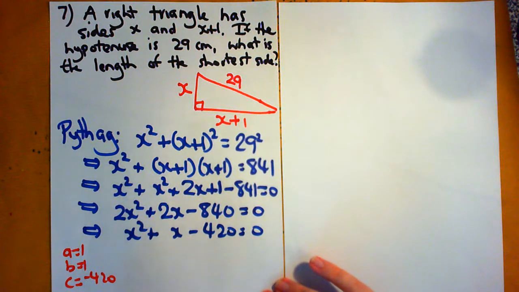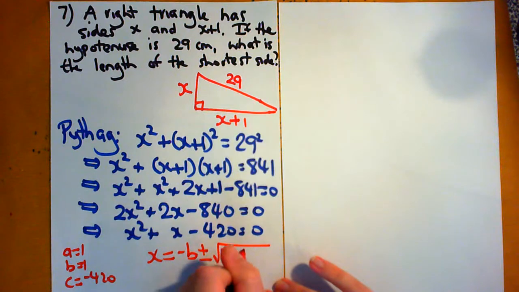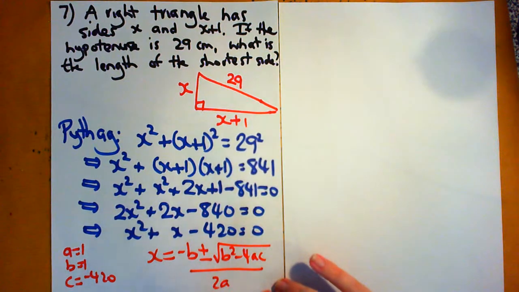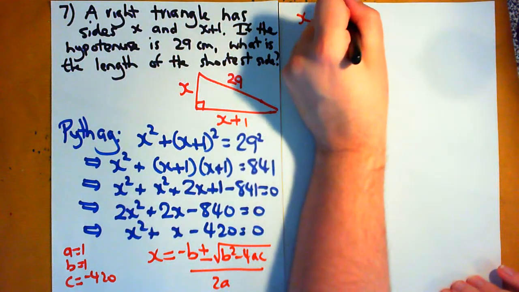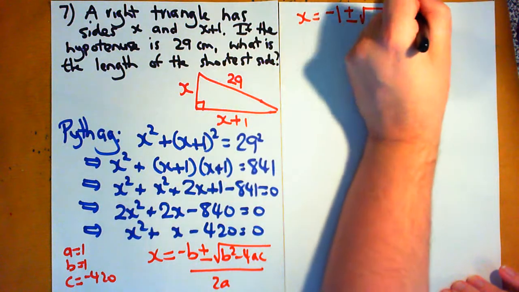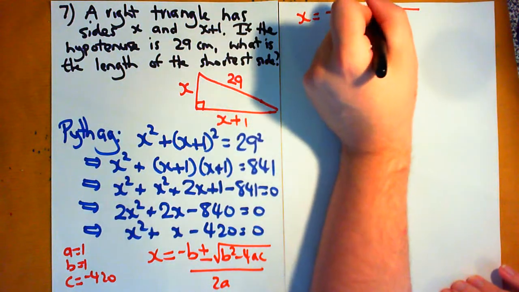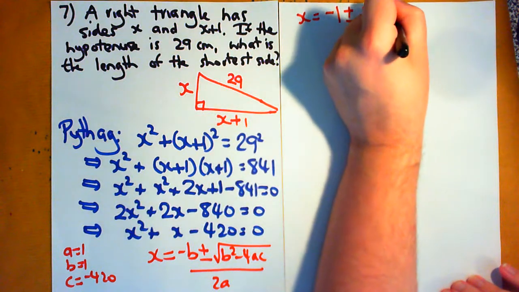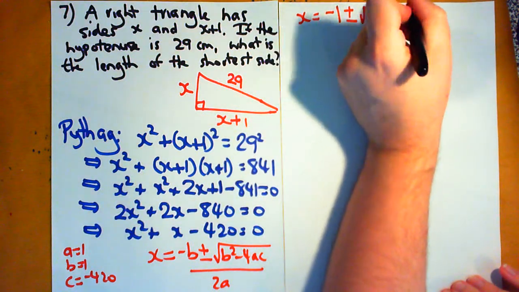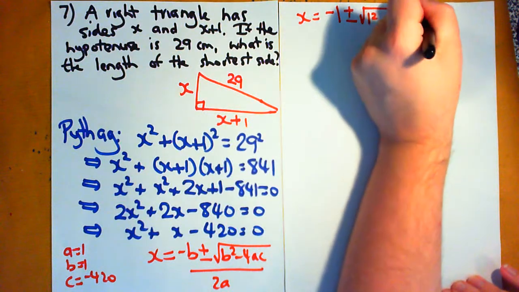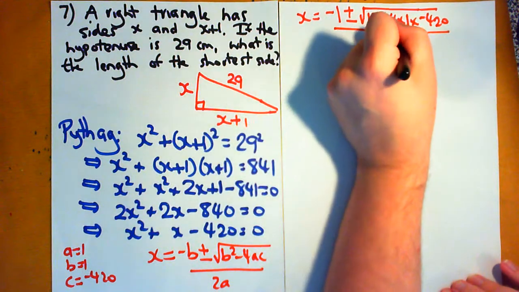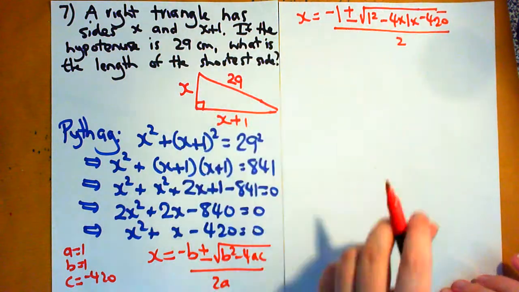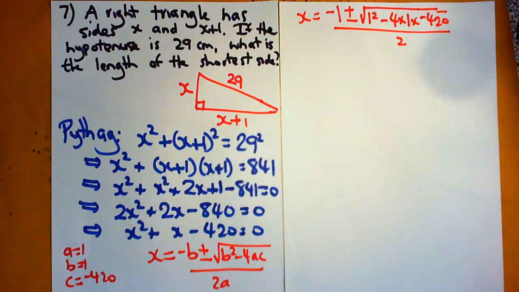So if we use the quadratic formula, which is negative b plus or minus the square root of b squared minus 4ac, divided by 2a, we get x equals negative b, which is negative 1, plus or minus the square root of b squared, which is 1 squared, minus 4 times 1 times negative 420, divided by, that will give us 2 on the denominator. Okay, so if we calculate that, what do we find are our answers?